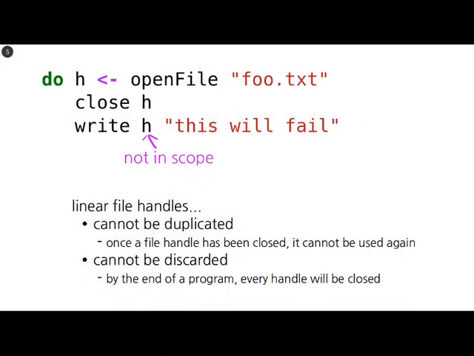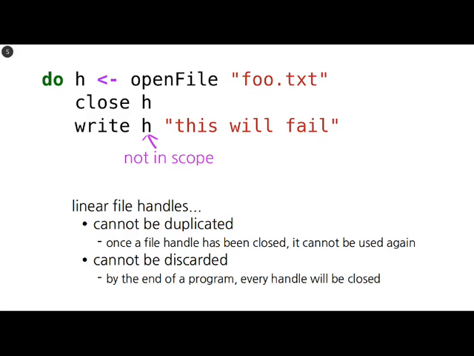So if file handles are treated linearly, that means two things. One, linear data can't be duplicated. So once a file handle has been closed, all further references to it are no longer in scope, so the type checker will prevent them. It'll also tell us that file handles can't be discarded. So by the end of the program, you must have closed all your file handles, and so you don't have to worry about garbage collection in that case.